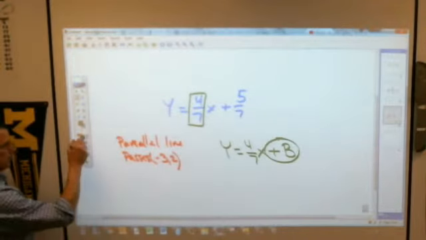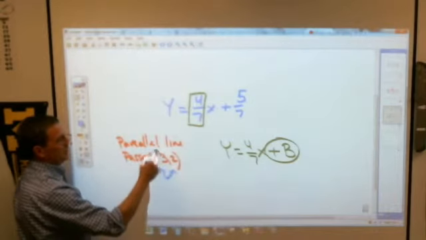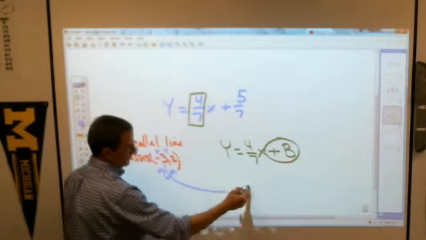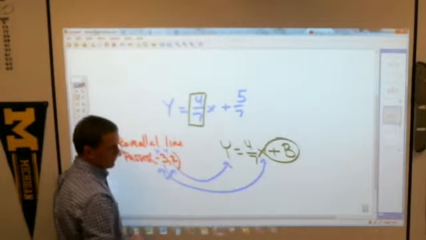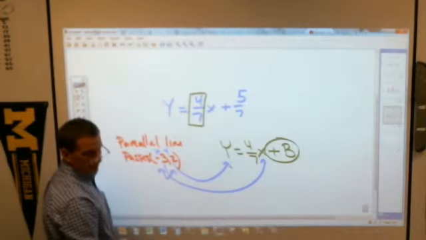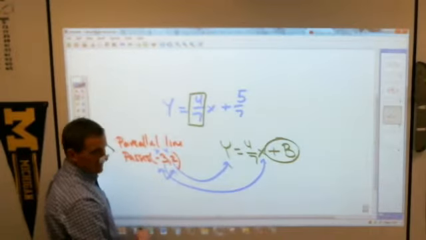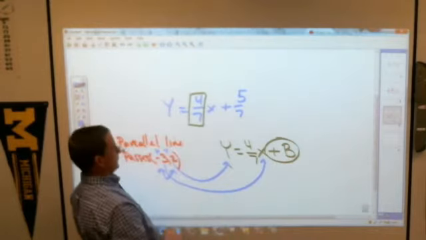And that is the reason they gave you these 2 points. This is an x point, this is a y point. If you put the x point in for x here, and you put the y point in for y there, guess what's the only letter that's left? B. So you can solve it, figure out what the letter b is, and then put it back in for the letter b here. So let's see what happens if we do that.